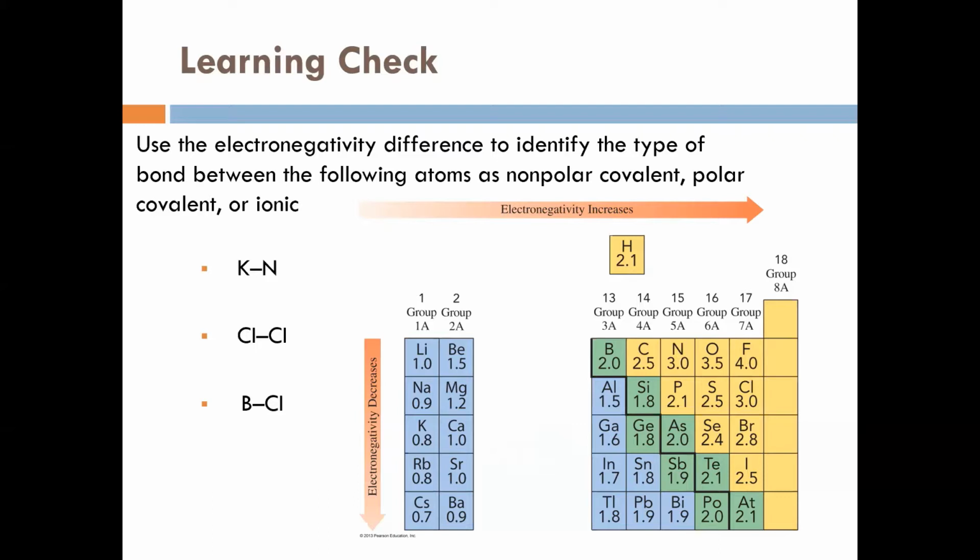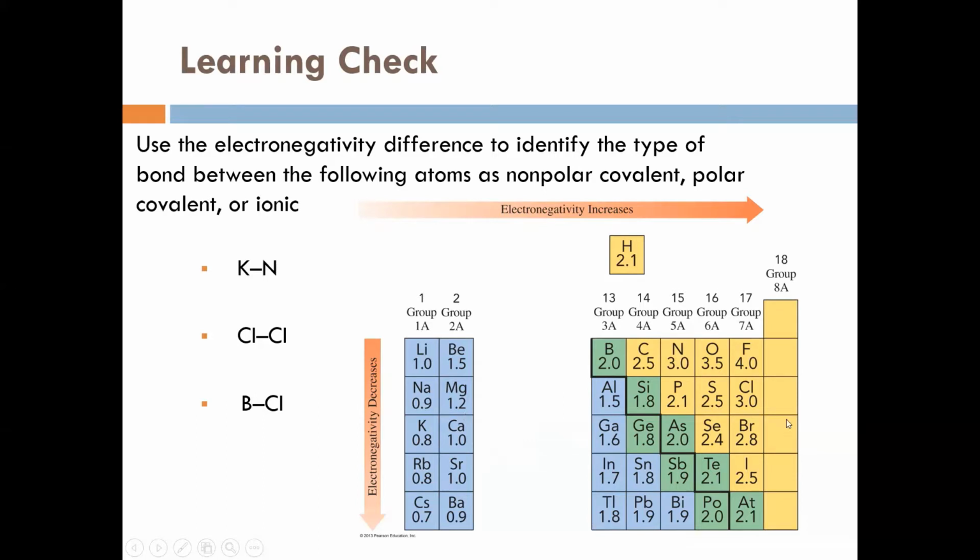The bond between K and N, or potassium and nitrogen. First off, potassium is a metal, all the way down here, and nitrogen is a nonmetal. That should be your first clue. You don't actually have to go any further. Anytime we cross between a metal and a nonmetal, this bond is ionic. If you also subtract 3.0 minus 0.8, you're going to get 2.2, so therefore you'd be ionic anyway.